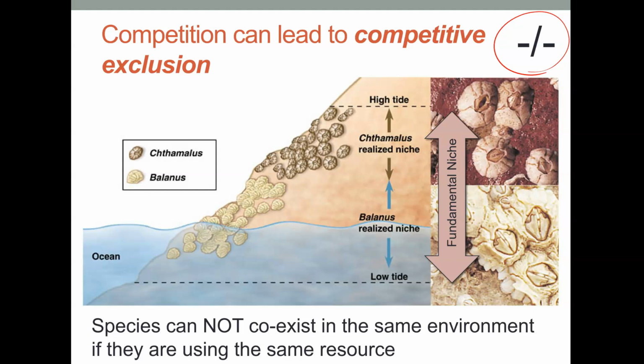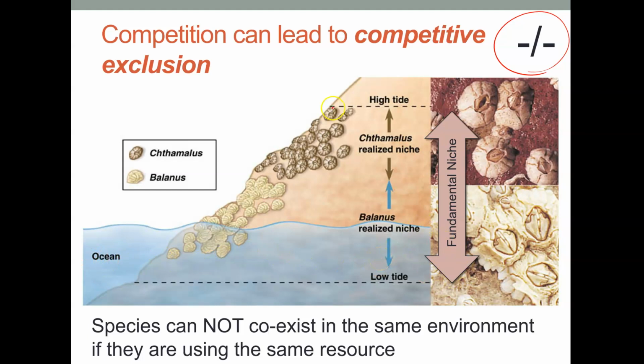So let's just look at our example here. We have these two different kinds of barnacles, and the Balanus species outcompetes the Cathylamus species in terms of space. They're bigger and they can attach more firmly to the rock, so they're going to get the better space, because if you think about it, you want to be as low as possible, because that's where you're going to be covered by the most water. Remember that the lower you are, the more likely you have water on you.